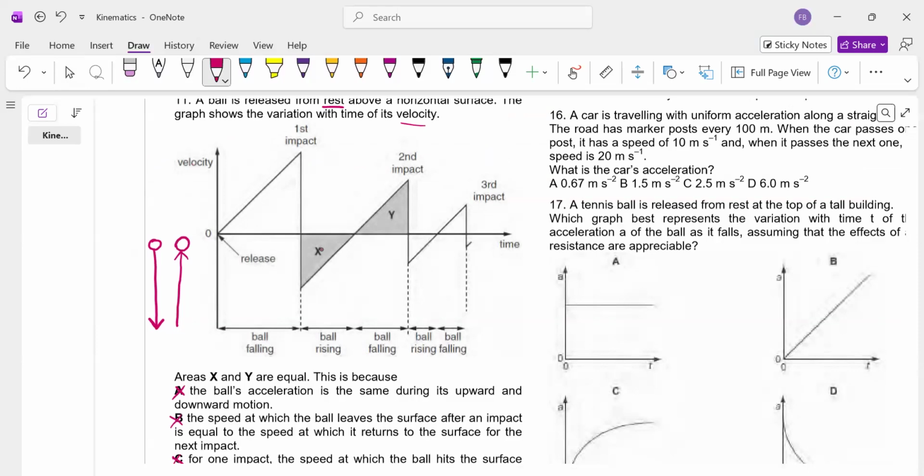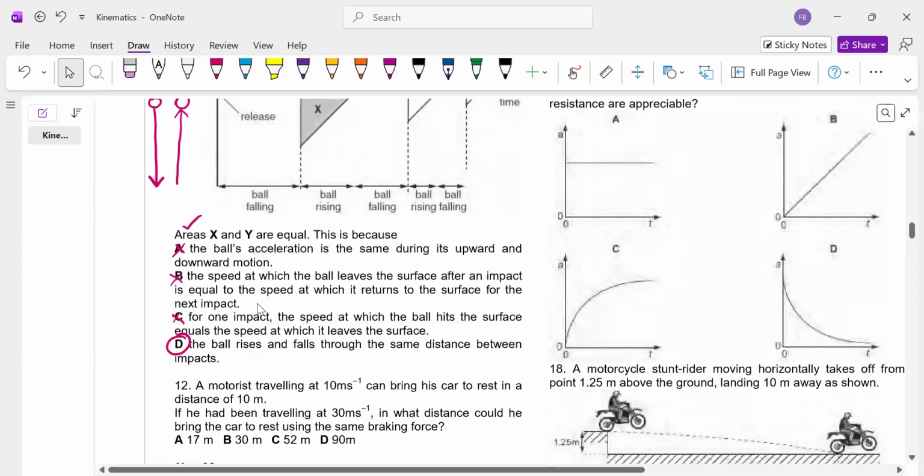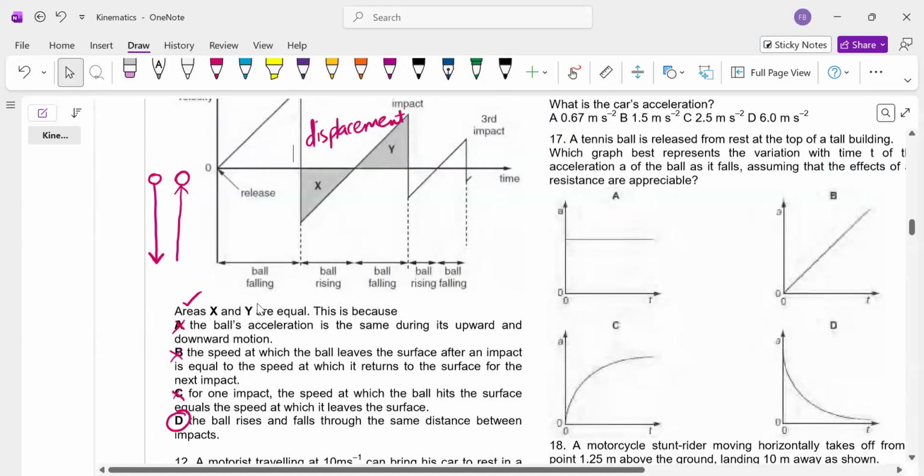They are asking about the area. So you know the area of velocity time graph gives us displacement. Then you can think about how we can relate displacement in this question. So that's why you don't need to check the speed, you just need to check the distance, because displacement is a vector quantity and when it will bounce back, obviously we will get displacement in that case.